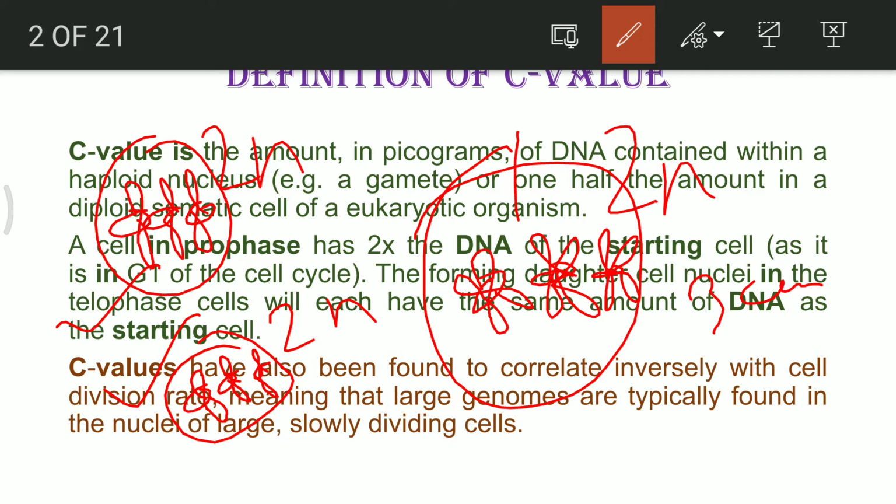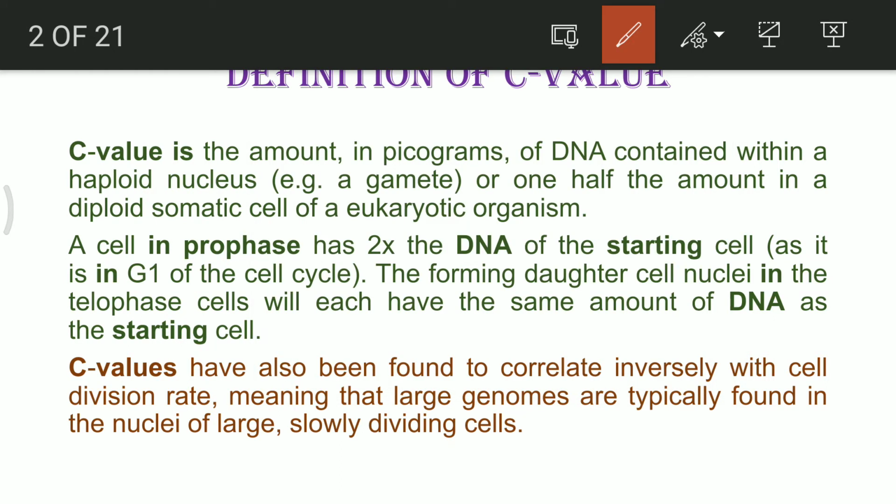It is counted on the basis of the number of centromeres, not the chromatids. If the centromere number is the same, it means the chromosome content is also the same. This is about the C value.